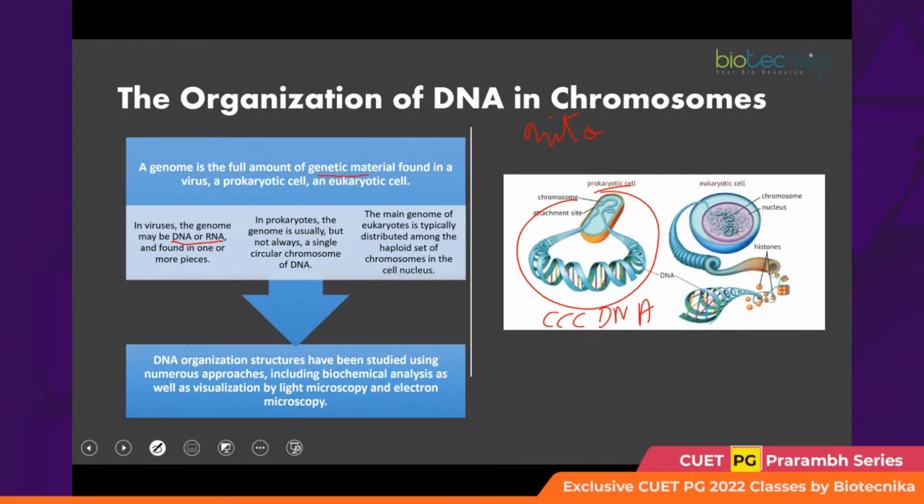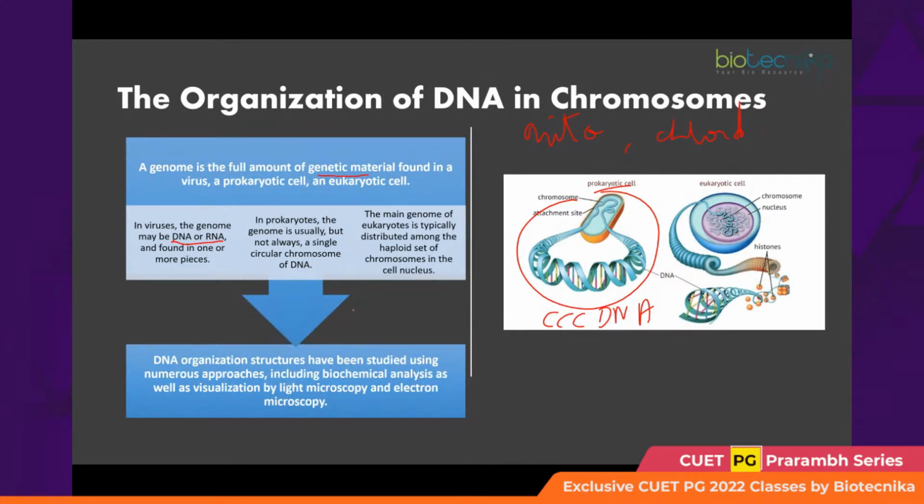Chloroplast, absolutely correct, Jason. So, mitochondria and chloroplast are the two organelles of eukaryotic cells that have their own genome, right? Apart from these organelles, the majority of the genetic material in eukaryotic cells is packaged inside the nucleus, and the type of genetic material is usually linear, in the linear DNA form, right?